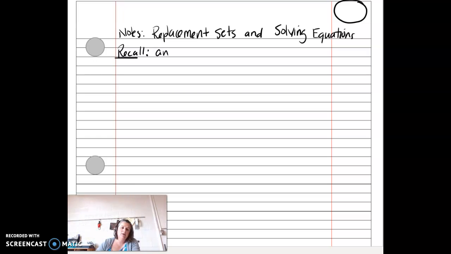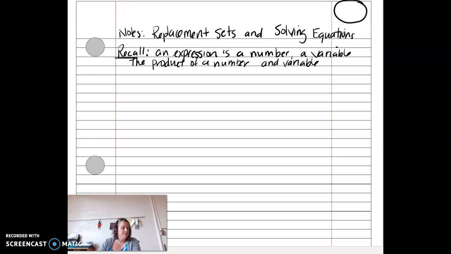Before we start, I'm going to ask us to recall that an expression is a number, a variable, the product of a number and variable, and I'm going to add in there, they're usually separated by an adding or subtracting sign.